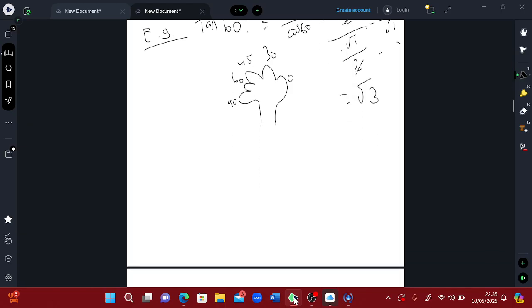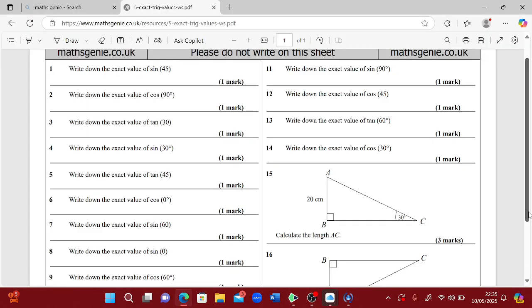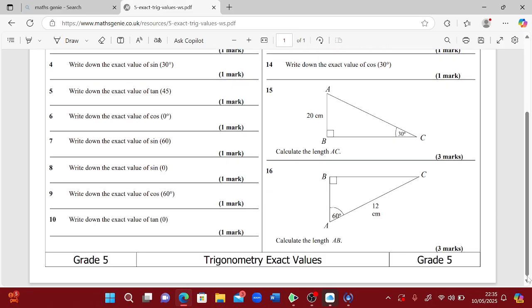Okay, and just one last one I want to show. There's another one on here. It's when they start mixing it with triangles. Let's do this one here. Calculate length AB. Let's do it on here. No, I can't do it on here, can I? No, it won't let me. Let's just draw the triangle then.